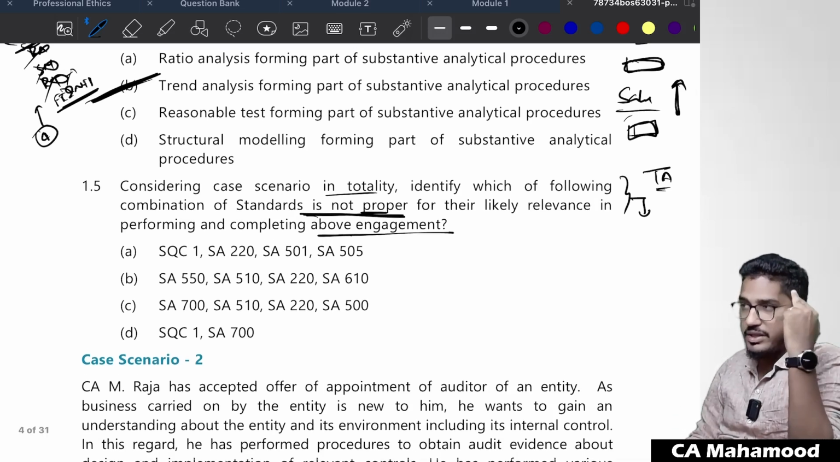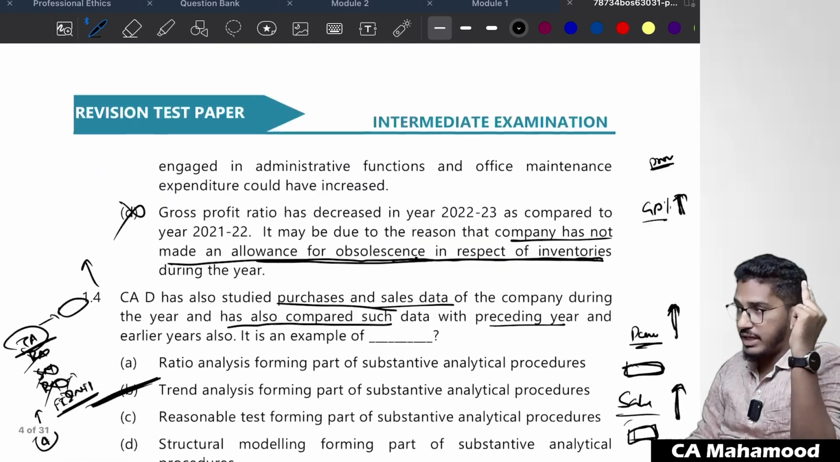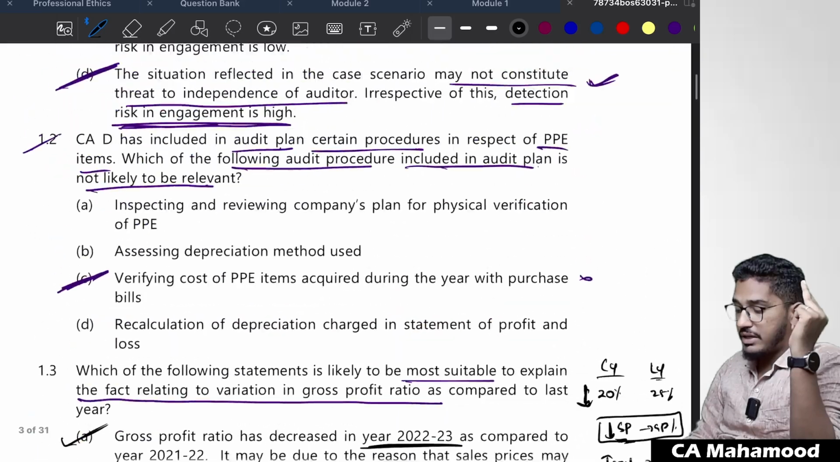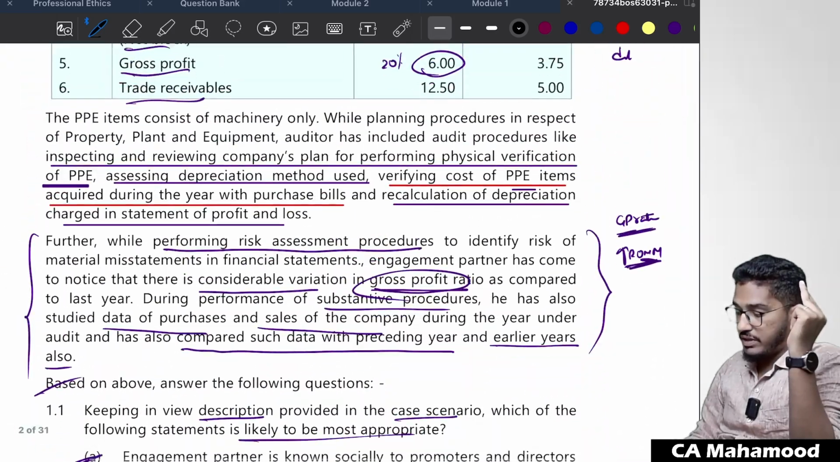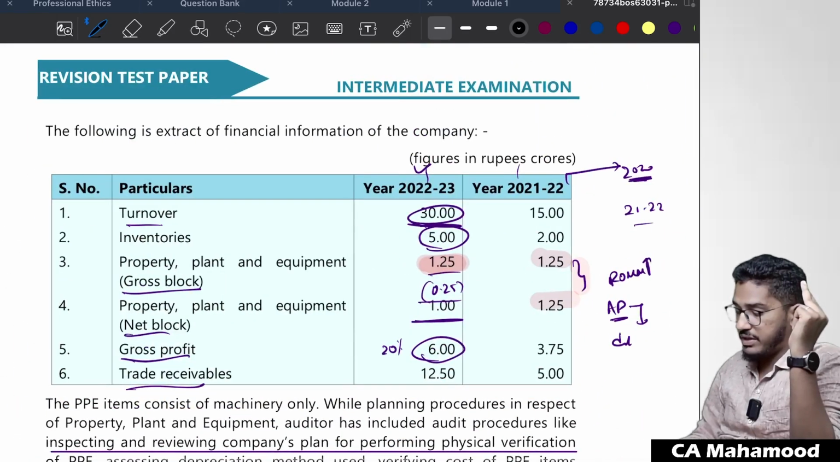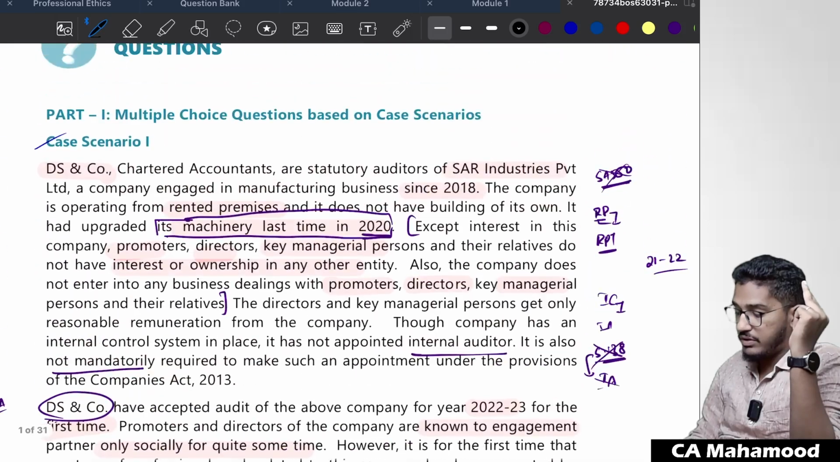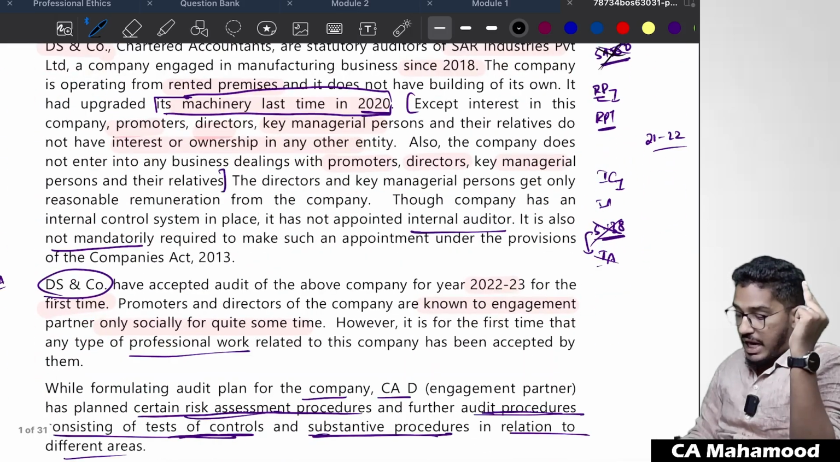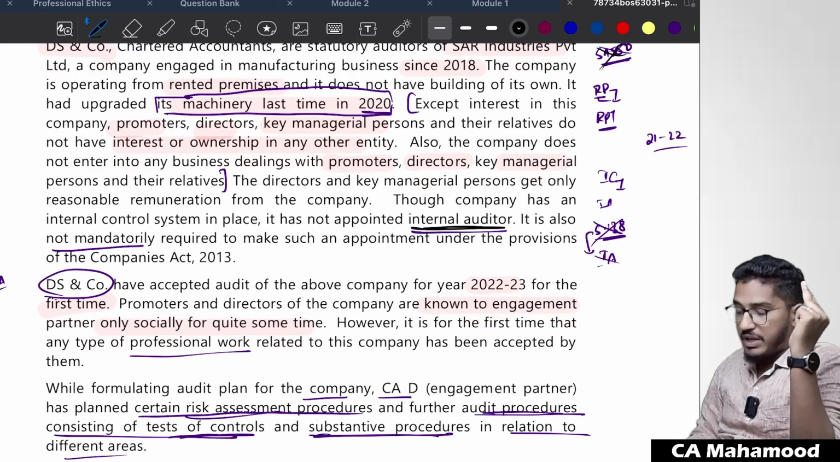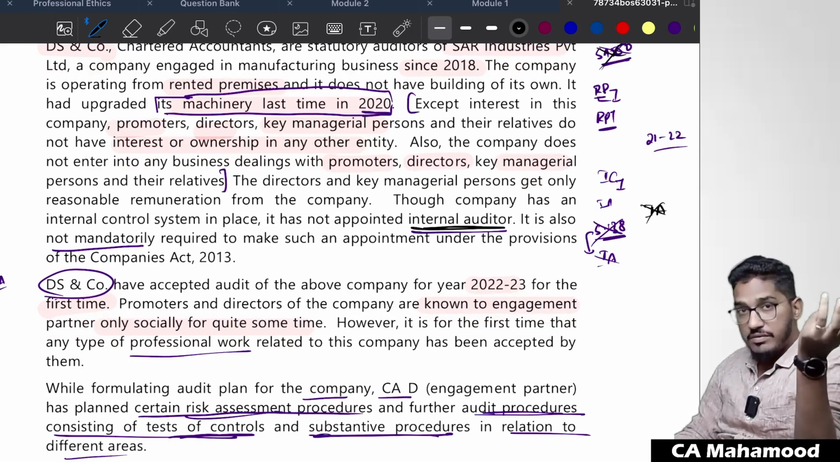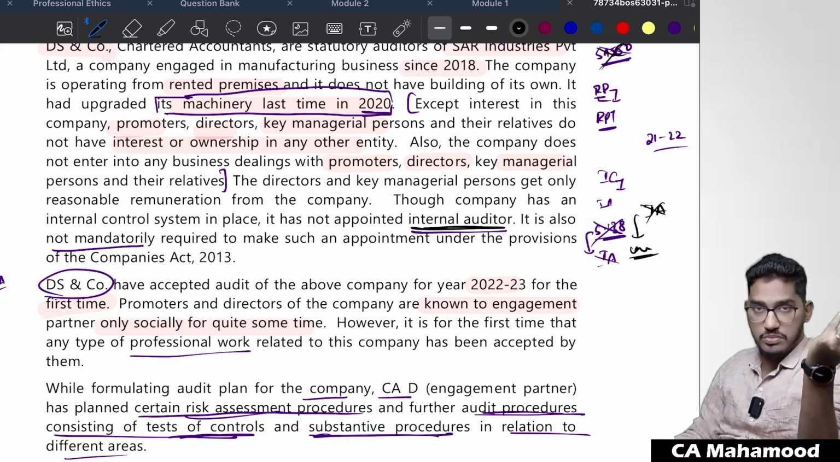If you pay close attention, in the first paragraph of the given case itself I have told that the company does not have related parties, so SA 550 is not relevant. SA 550 is not at all relevant for the audit. Why? There are no related parties. And one more thing, in this case the company did not appoint an internal auditor. If the internal audit function itself is not there, there is no question of using the work of internal auditors.